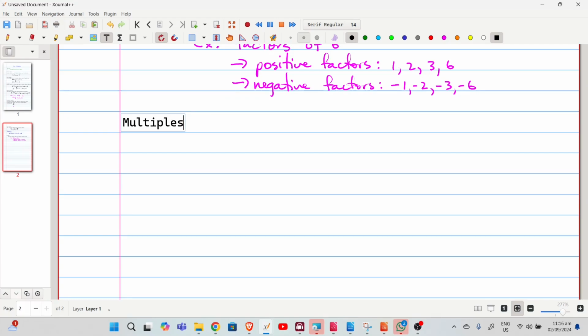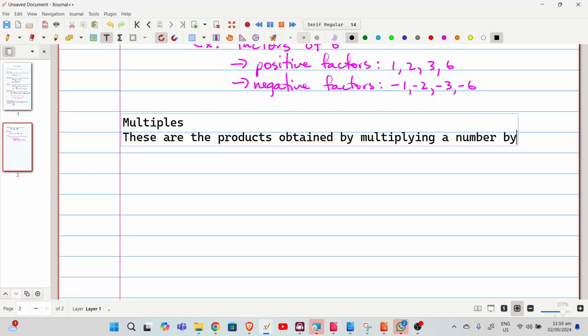And the multiples are simply the products that you're going to obtain by multiplying the integer by the number. So these are the products obtained by multiplying a number by integers. Okay, so let's say, for instance, an example, we want to find the multiples of 3.